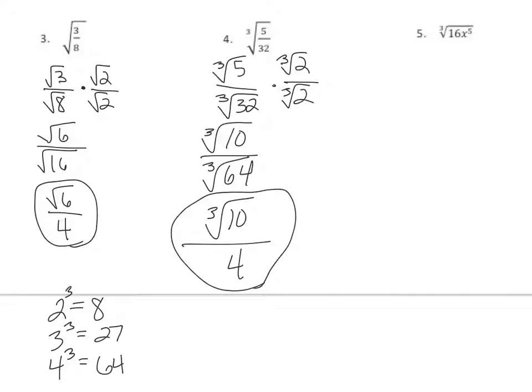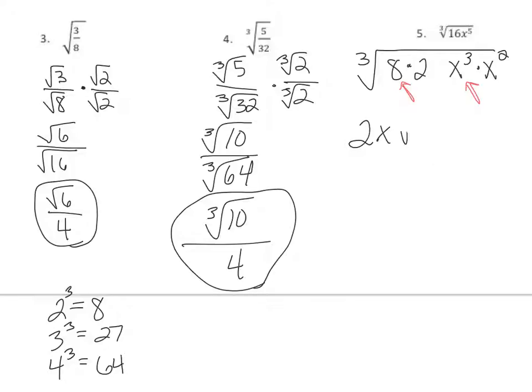Okay, this last one, see if I can do, I'm going to split this up. So I've got cube roots, but underneath, I know one of my perfect cubes is 8. And then x cubed times x squared. Notice, I can take the cube root of that and it's going to be perfect, and I can take the cube root of that and it's going to be perfect. The cube root of 8 is 2, and the cube root of x cubed is x. And what's left underneath the radical is 2x squared.